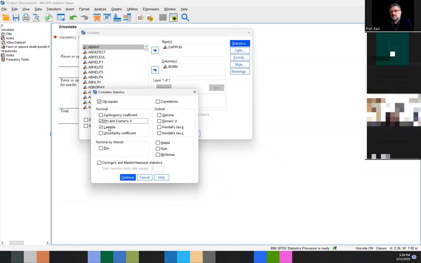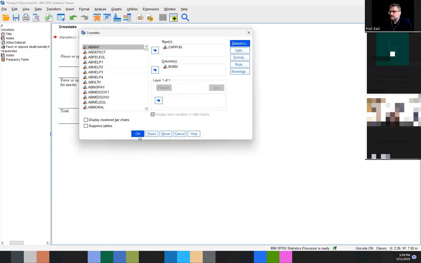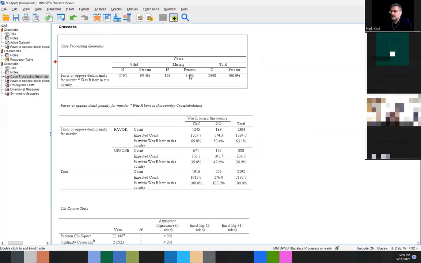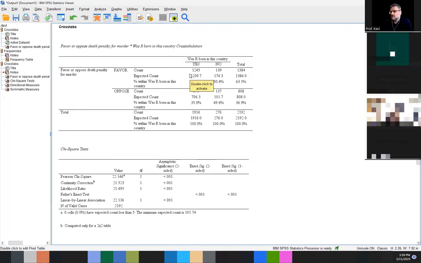And lambda, so I talked about lambda, but do not confuse lambda with the strength of the association, actually. Lambda is only a measure of improvement in error guessing. How much we would improve our guessing if we knew the other variable. Okay, let's continue. Click OK. And now I'm going to delete the cases.